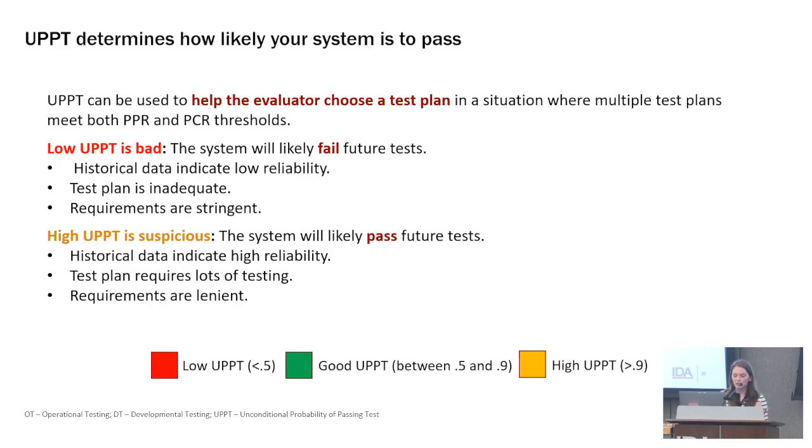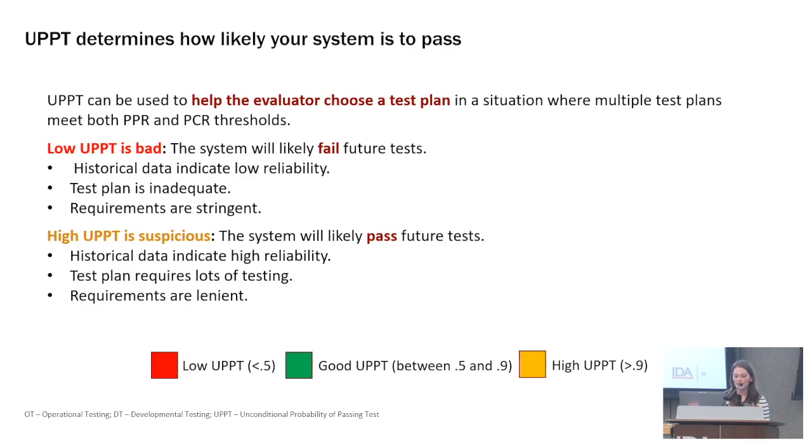And so then additionally, there's a high probability of passing, which may seem intuitively like a good thing at first, because this means that the system will very likely pass future tests. But what we want to get across is this should raise maybe some suspicion to the evaluator, not necessarily a bad thing, but make you question a little bit the output. So this can happen because historical data indicated very high reliability, so perhaps you forgot to include a degradation factor when there should have been.